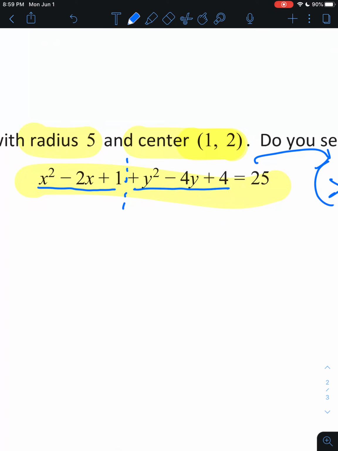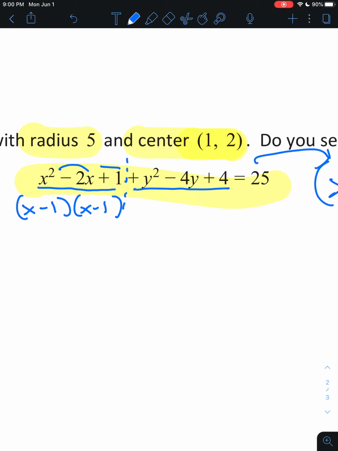Okay, so we know this trinomial here is going to look something like this. What number multiplies to positive 1 and adds up to negative 2? Well, it would be negative 1 and negative 1. Negative 1 times negative 1 is positive 1, and negative 1 plus negative 1 is negative 2. So we have minus 1, minus 1.